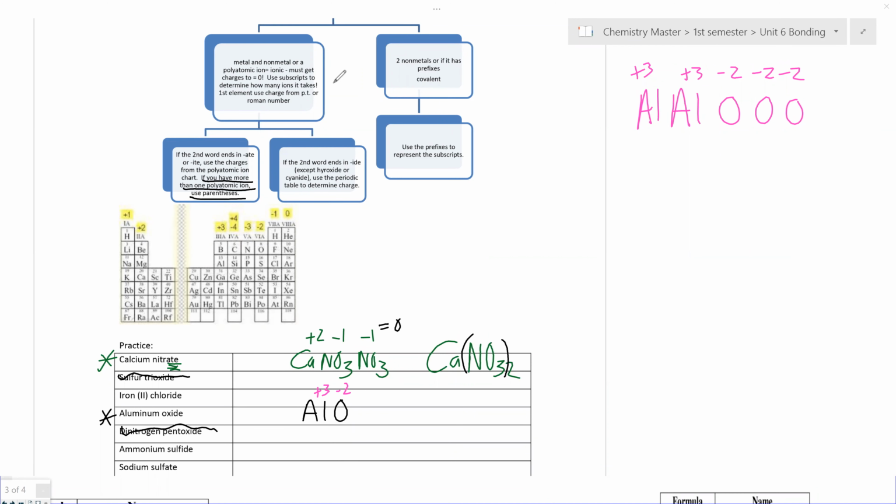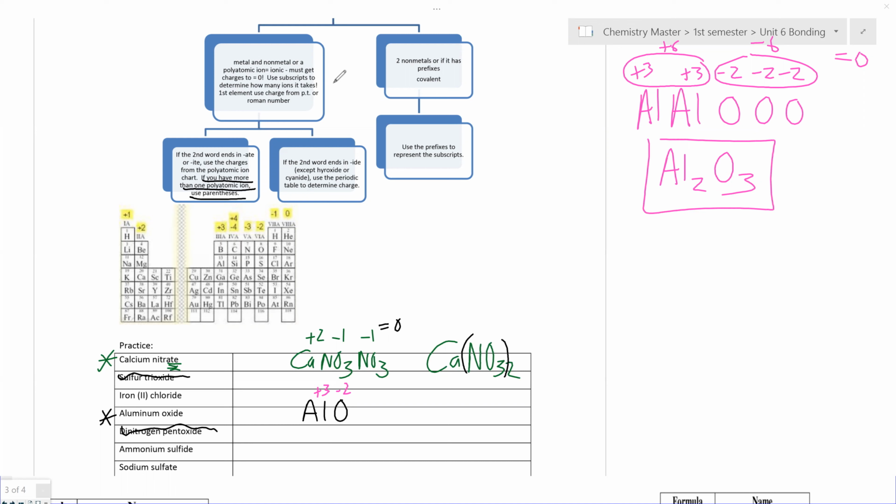All these -2s is a -6, and these +3s are +6. So yes, that equals 0. Excellent. Nice job, Marco. So that means aluminum, we got 2 of those, and oxygen, 3 of those. That is your final answer. Al2O3. Excellent. Al2O3.